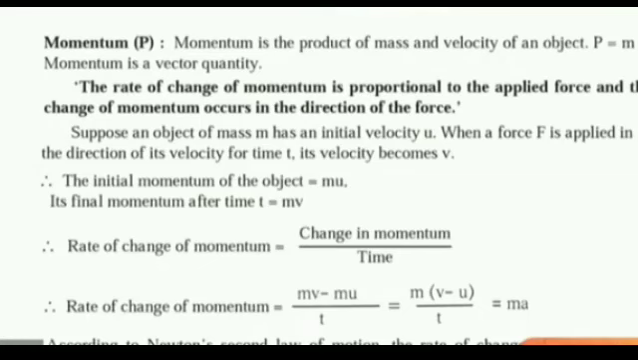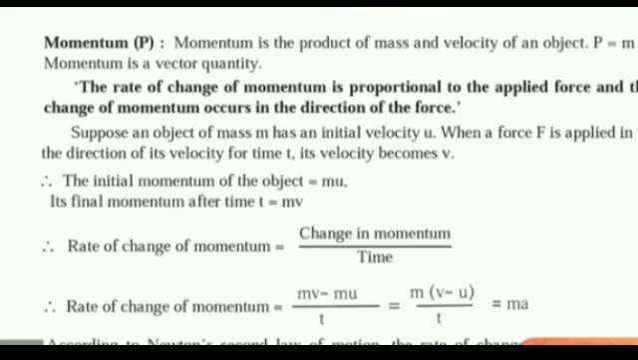Newton's second law states that the rate of change of momentum is proportional to the applied force, and the change of momentum occurs in the direction of the force. Suppose an object of mass m has an initial velocity u. When a force F is applied in the direction of its velocity for time t, its velocity becomes v.